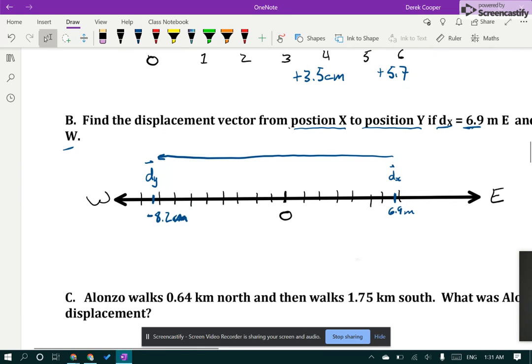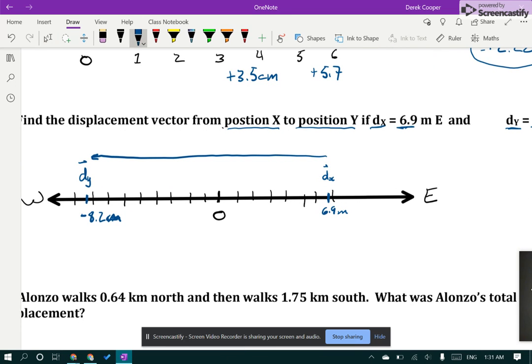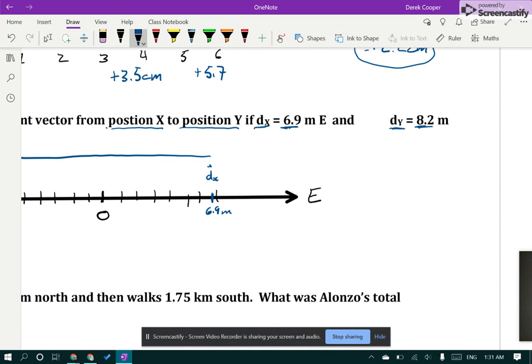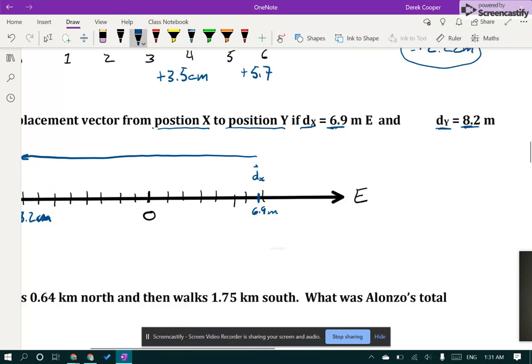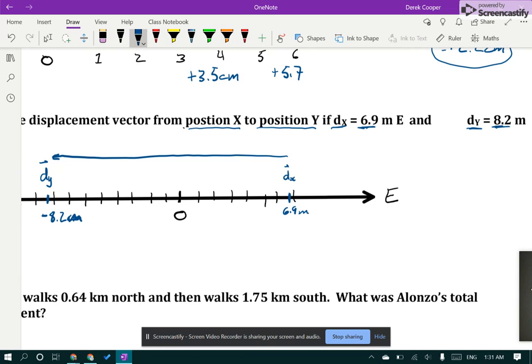All right, let's continue off where we left off. So we have a negative 8.2. That was our position Y, because we said it was east. And we have our 6.9 meters, sorry, going to the west. And we have our 6.9 meters, that's on the east, so that's, we said, is positive.